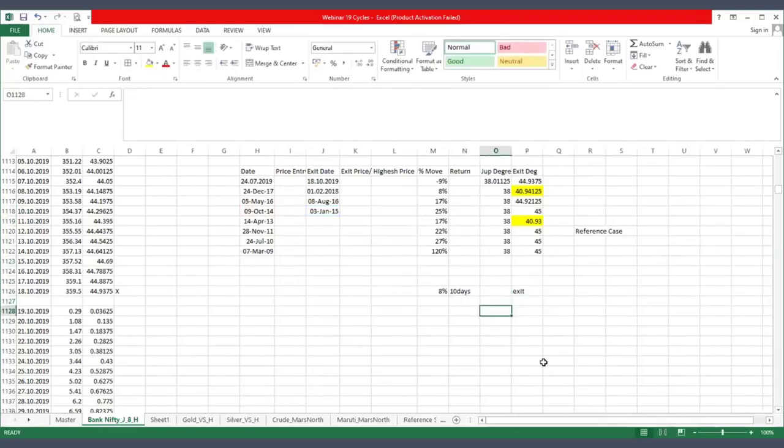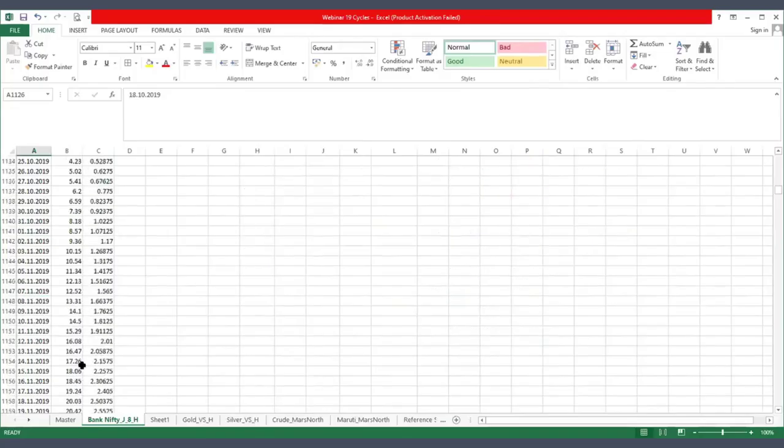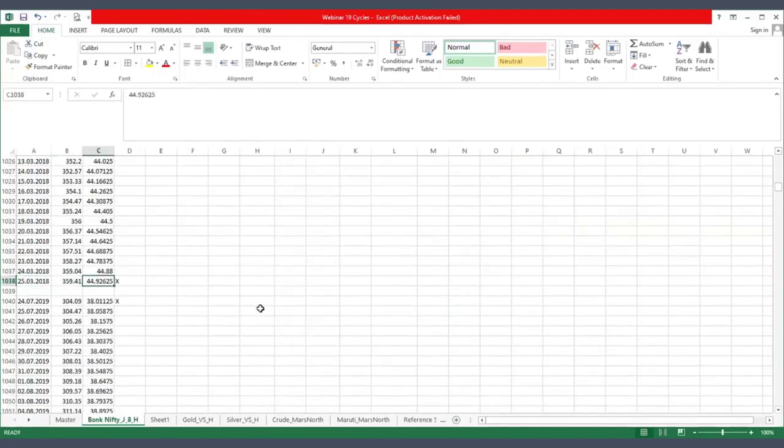So there are two ways to exit. One is target based: your target is over, get out. And if your target is not over, then exit at your exit degrees. And exit degrees, you will come to know what is the date on that 45 degree. Every degree has got a date. You can see here 45 degree in 2019 was this date. 45 degrees in 2018 was this date. So you can exit on those dates, no problem.